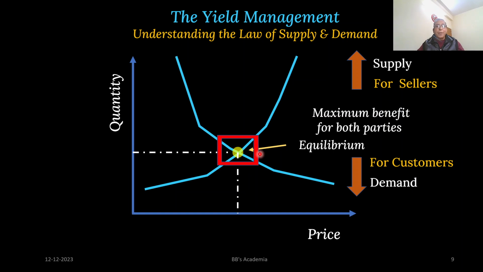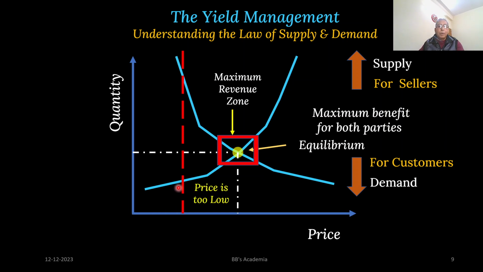This is the area you can see, the square area with the red mark. It is the maximum revenue zone. If you are nearby to that point, the equilibrium point, that means your revenue is maximum. You are earning maximum. You can also see this point, especially this point. This is the area where price is too low. At the same time, this is the area where the demand is very high. Price is low and demand is high.